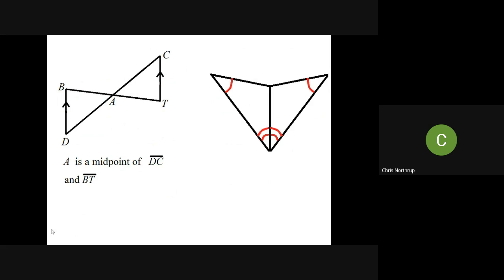Looking at this last set of triangles, on the left, I have A as the midpoint of DC and BT. So if you were to mark up some congruent segments, you could say BA congruent to AT, DA congruent to AC. And then if you look at your parallel arrows, you could also conclude that angle B is congruent to angle T, angle D congruent to angle C. You also have vertical angles. So actually, that pair of triangles could be side, angle, side. It could also be angle, angle, side. And it could be angle, side, angle, depending on what congruence you want to use.